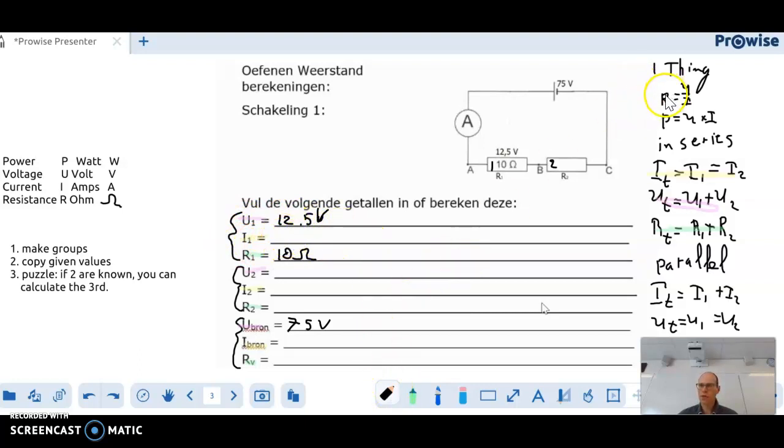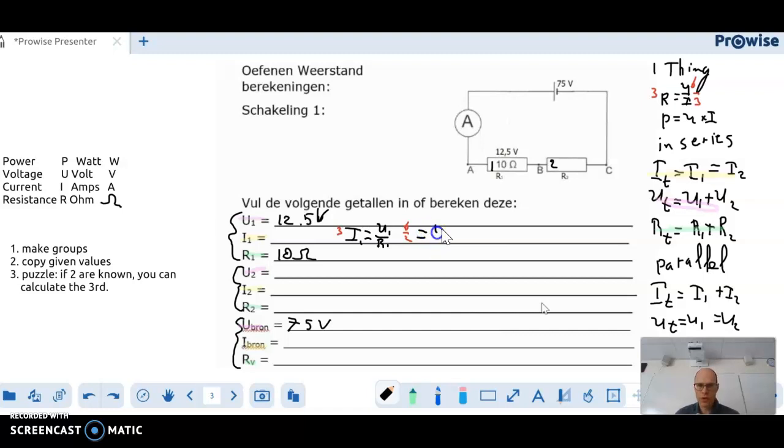So I have this formula over here with R, U, and I, and I want to calculate the I. So I need to rewrite that formula. You might use the rules you learned. You could also use the triangle, where U is at the top, divided by I and R. And we want to calculate the I, so I is U over R. So the current is equal to U over R. And we are doing everything with group 1, so I'm adding 1 as subscripts. That's the formula, and then we need to fill it in.